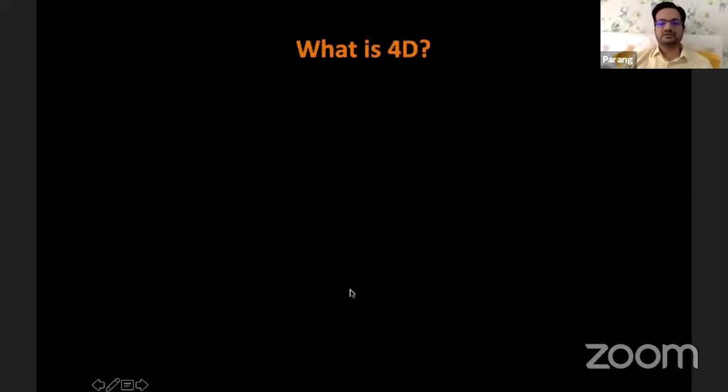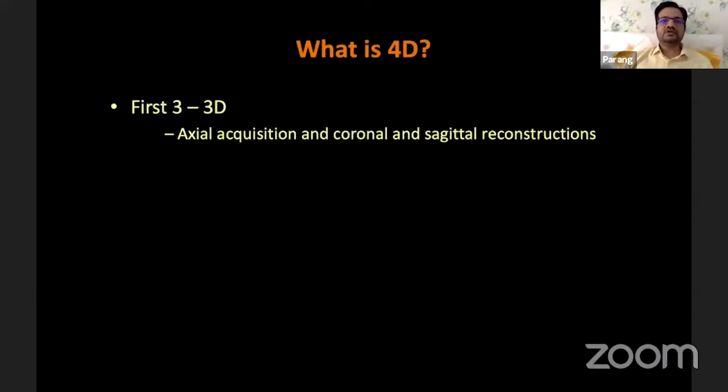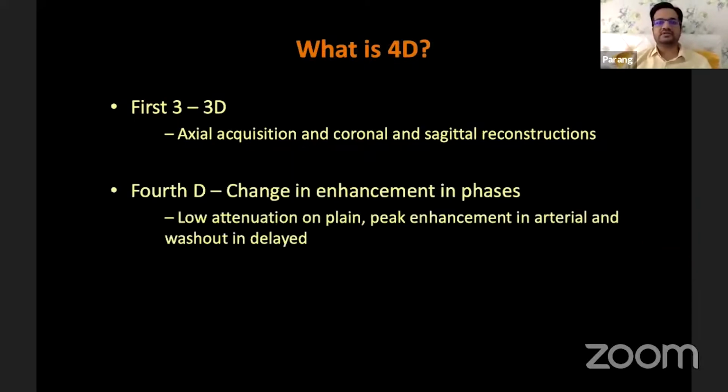So what is 4D? Now 4D, 3D we all are aware. 3D means three-dimensional, just like any other 3D in the body. It's an axial acquisition of CT scan with coronal and sagittal reconstruction. And as we know, the 3D planar reconstruction helps us localize, pinpoint to any lesion in a particular location.